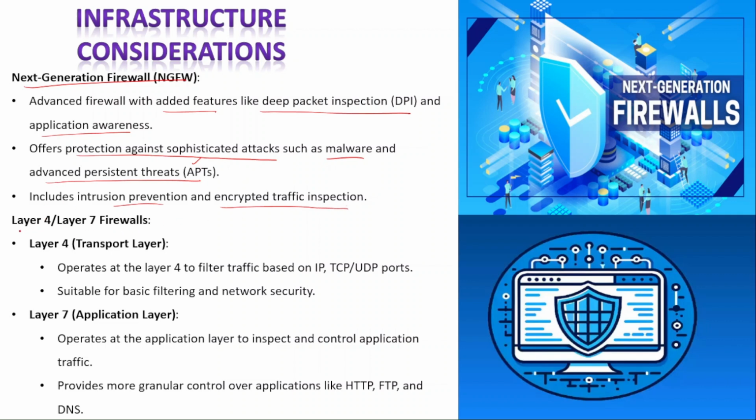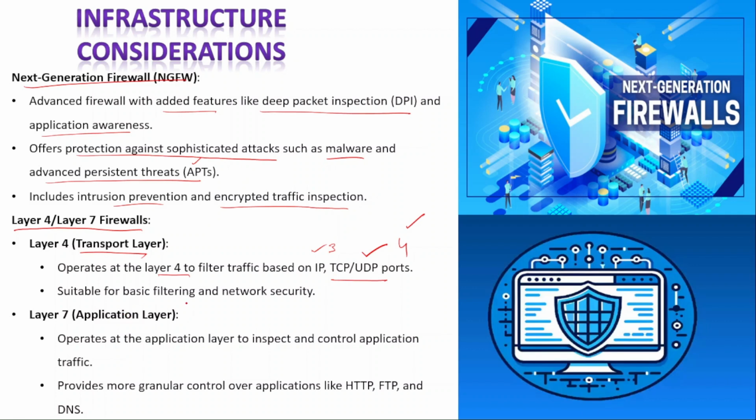Another term for firewalls is layer 4 or layer 7 firewall. Layer 4 is basically the transport layer. A layer 4 firewall operates at layer 4 to filter traffic based on IP and TCP/UDP ports. TCP and UDP are layer 4 protocols, while IP is of course a layer 3 protocol. So this firewall basically works up to layer 4.